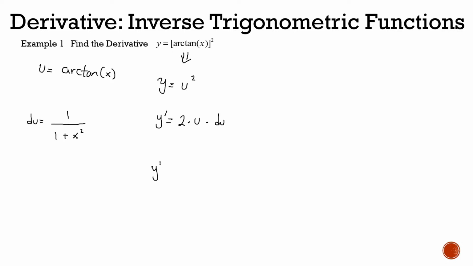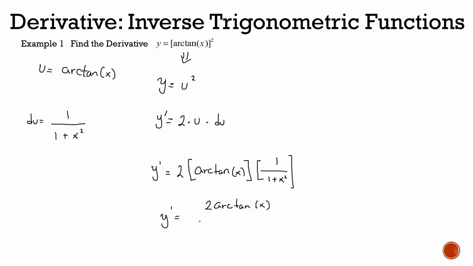So our derivative of y will equal 2 times the arctangent of x times our derivative of u, which was 1 over 1 plus x squared. So our derivative is 2 arctangent of x over 1 plus x squared will be our answer.